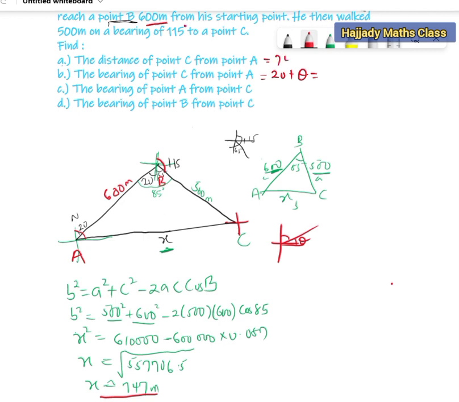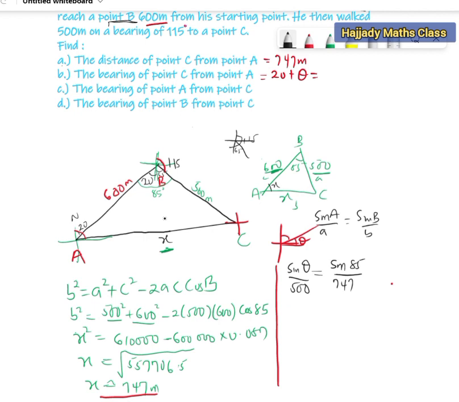We've gotten this to be 747 meters. So for the second part, we are going to make use of the sine rule. Now, in regards to that, we use sine theta over 500, because in this case you need this x. It's more or less like using sine A over small a equals sine B over small b. So my sine B is going to be sine 85 over small b, which is 747.